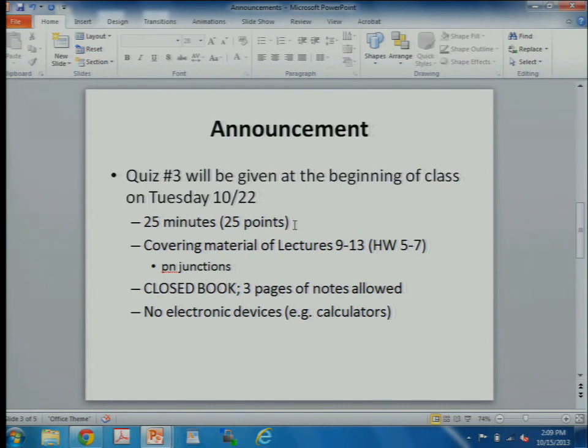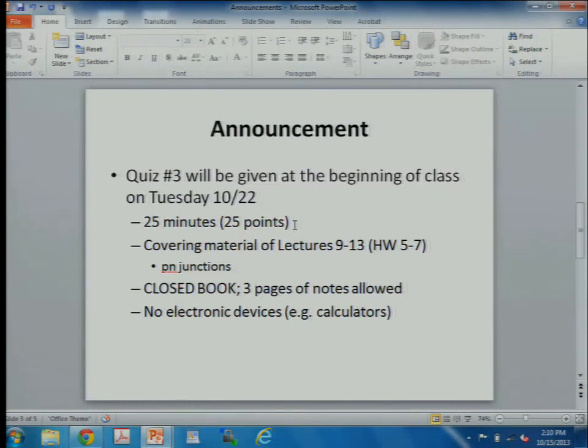Okay, why don't we get started? Just an announcement. Every 2 weeks you'll have a quiz. So the next Tuesday there'll be the third quiz. It was announced on the website this weekend. It will cover pretty much just PN junctions, so everything up until last Thursday, which you have a homework assignment on this week.